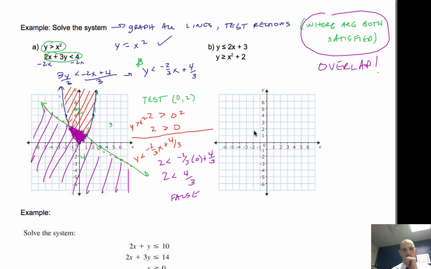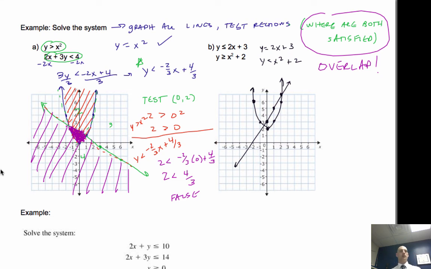All right, we're back. So let's graph these two. So I'm going to graph y equals 2x plus 3 and y equals x squared plus 2. So 2x plus 3, so I'm going to go to 3. I'm going to go up 2 over 1, up 2 over 1. Here's my first line. And my parabola is a parabola that is plus 2. So I'm going to go 1, 1, 1, 1, 2, 4. So it looks like this.